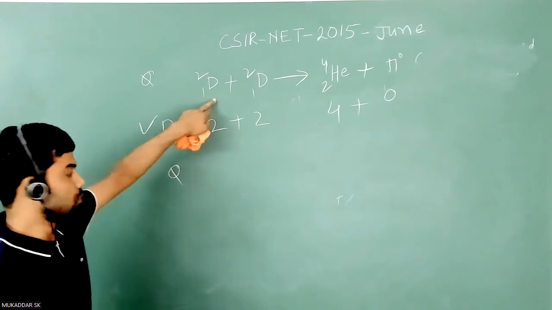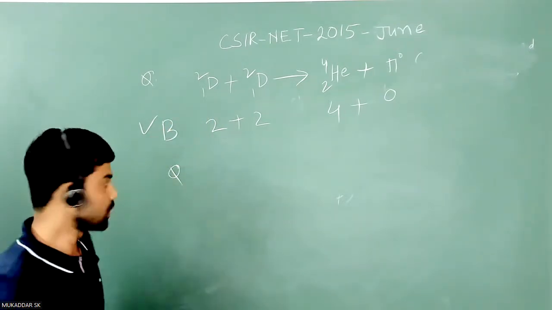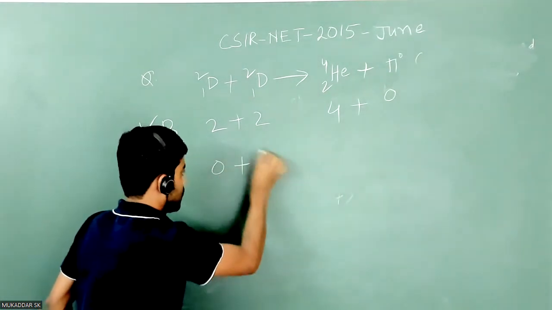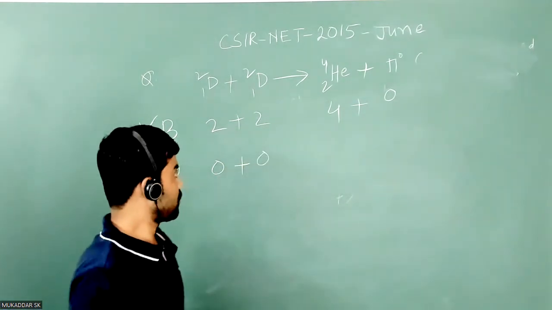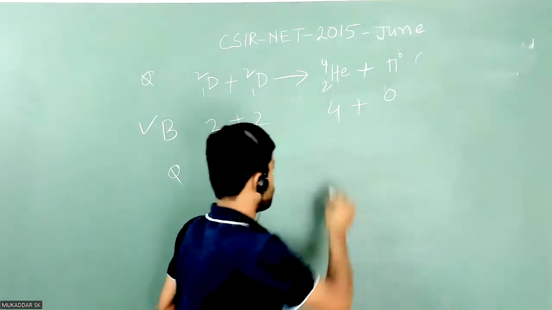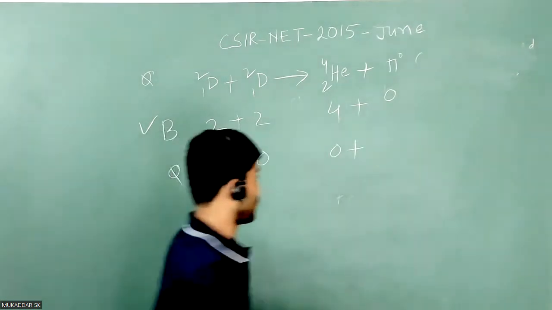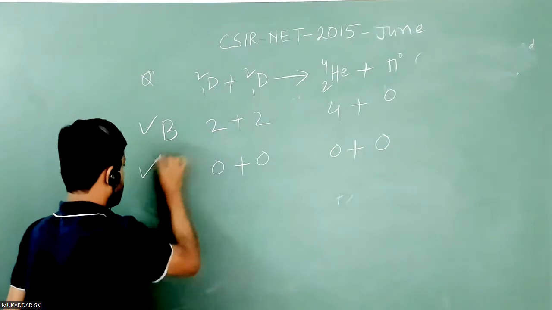B means baryon. Now we'll check charge, denoted by capital Q. In deuterium you have one proton and one electron, so its charge is 0. So on the left hand side Q is 0, and the same is true for the right hand side, because helium has net charge 0, and pi 0 is chargeless, right? It means again charge is conserved.